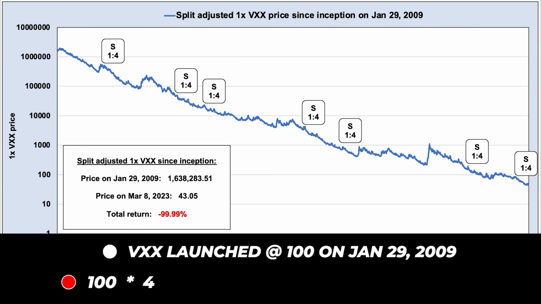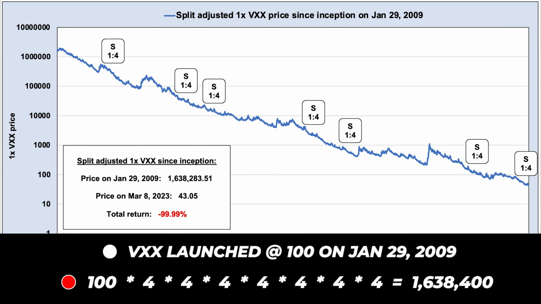Well, all you have to do is take $100, which is what it launched at, and multiply that by 4. And we'll do that 7 times for the 7 reverse splits since 2009. So $100 times 4 times 4 times 4, we'll do that 7 times. It equals 1,638,400. So minus a few rounding errors here and there, it's close enough. That's that 1.6 million number.